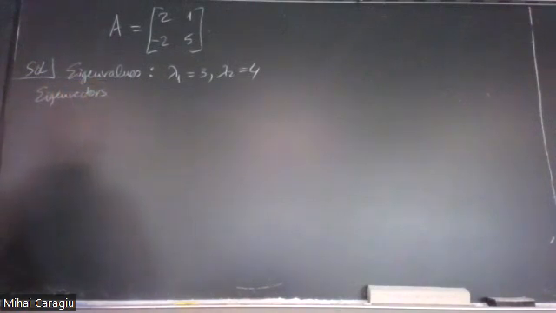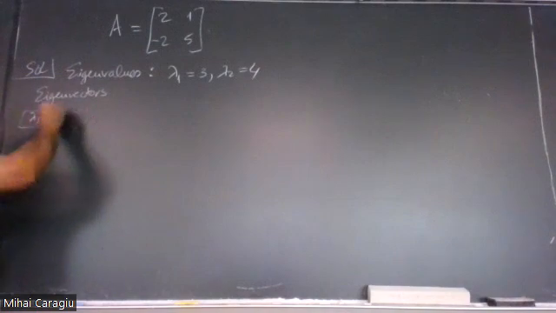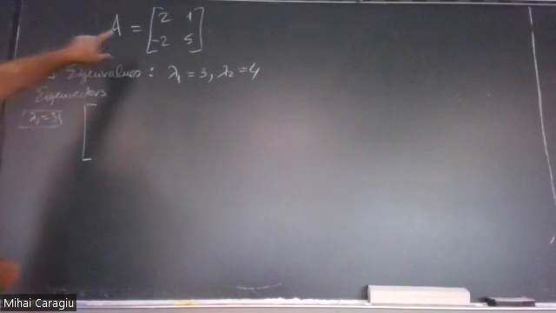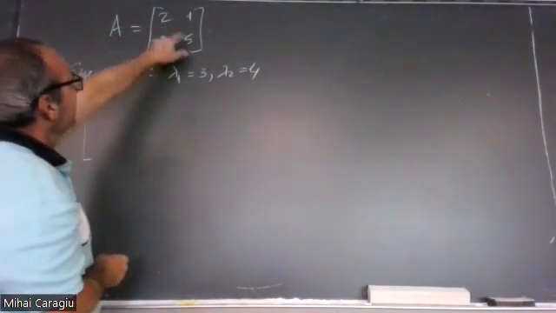So we have to find an eigenvector for lambda 1 and an eigenvector for lambda 2. For lambda 1, so for lambda 1 equals 3, solve the following system. The matrix obtained by subtracting 3, because remember, A minus lambda I is the characteristic equation. Subtract 3 from the main diagonal.